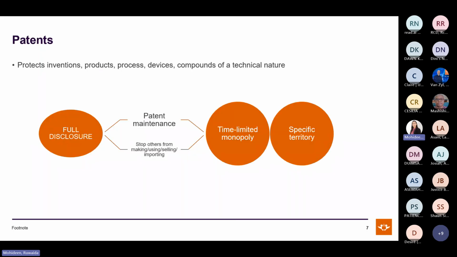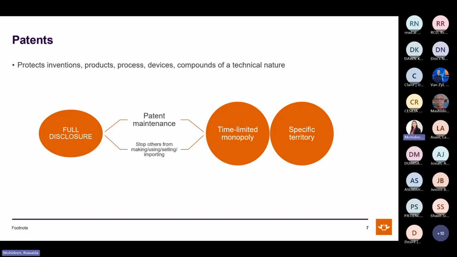I'll begin with patents, which in research is a common tool used as a proxy for innovation and a determination of the newness and novelty of your work. So what do patents essentially do? A patent protects your invention or your product or your process or method or service or compound of a technical nature. That's very, very important. It only protects things that are of a technical nature.